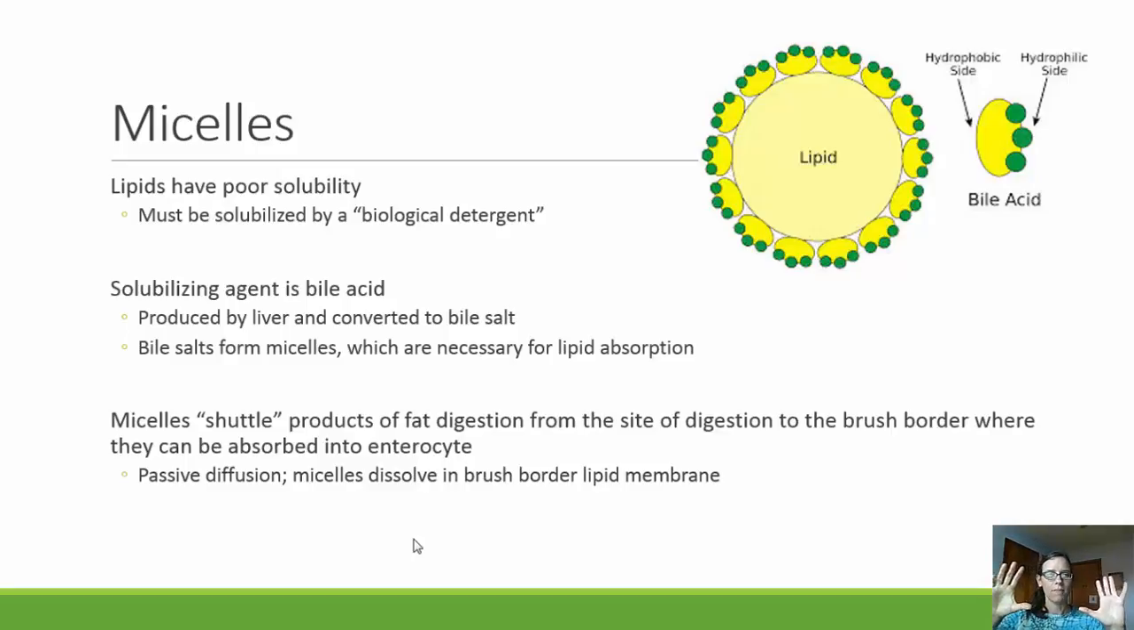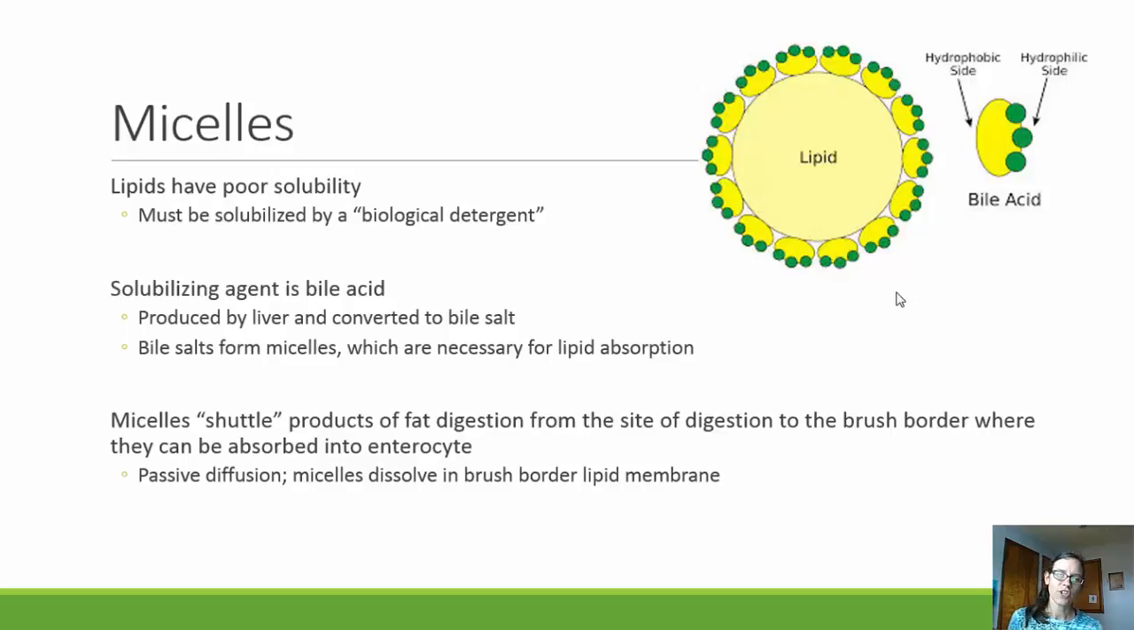This is just kind of a review of what we just talked about, but we know that lipids kind of clump together because they're hydrophobic, and so they're not very soluble. So we need bile acids that have this hydrophobic and hydrophilic side to break up these fats. Bile acids are produced in the liver and converted into bile salts, and these bile salts form micelles, which we need in order to absorb lipids.